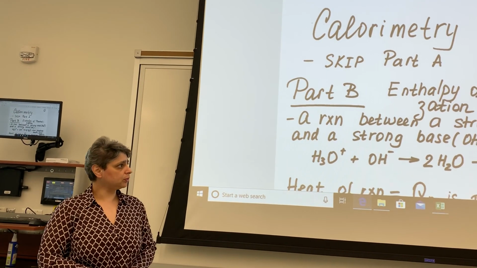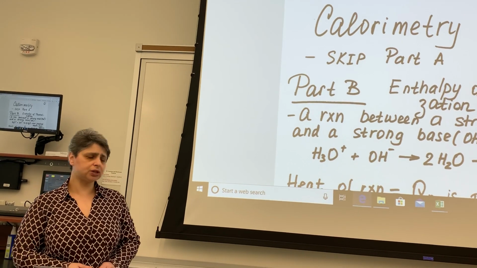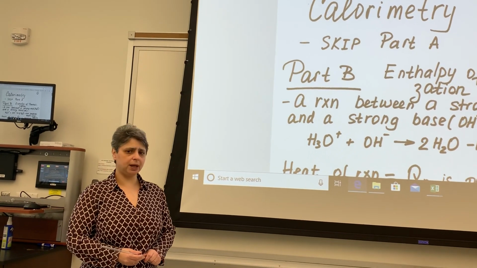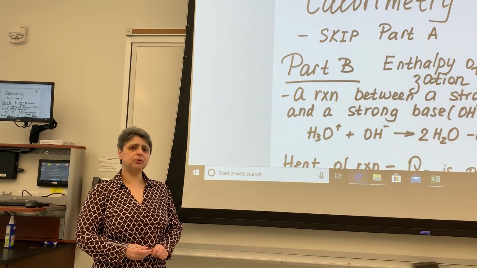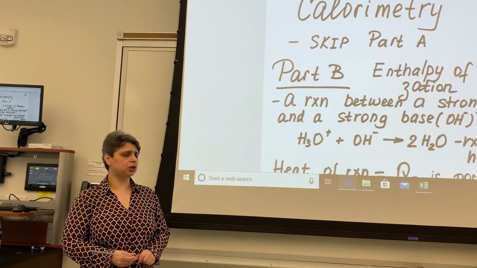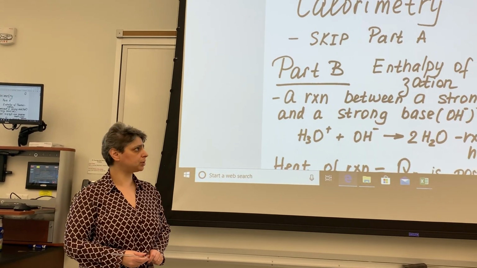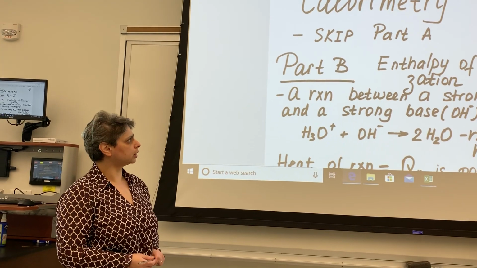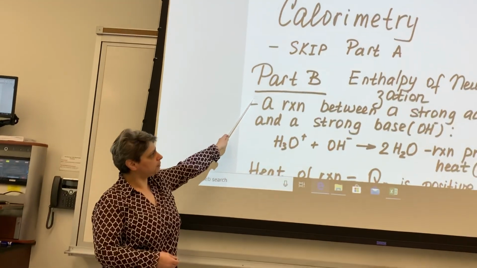In this lab today, we're looking at only parts B and C of the procedure for calorimetry. In part B, we're looking at the neutralization reaction, the reaction between an acid and a base. And in part C, we're looking at the reaction of dissolution of a solid ionic substance like a salt in water. So first, let's discuss part B.